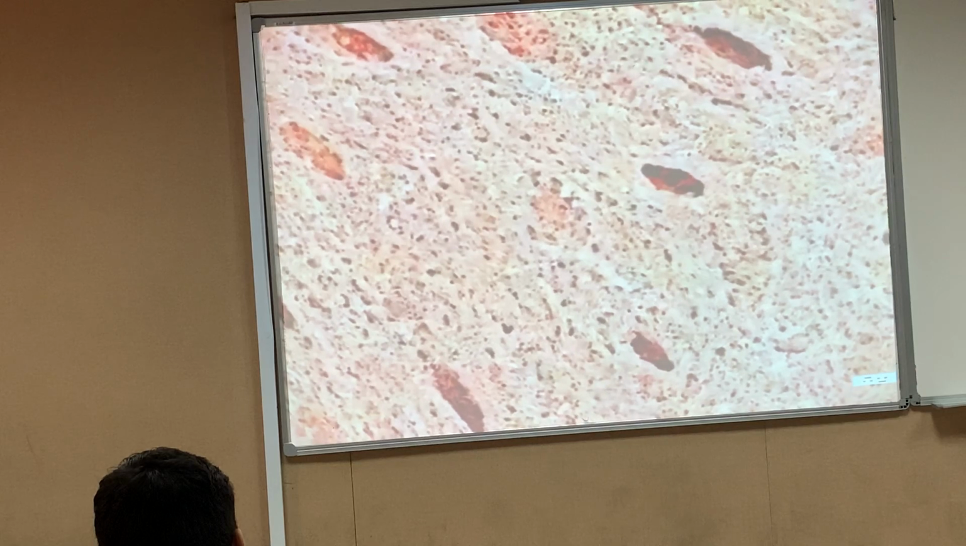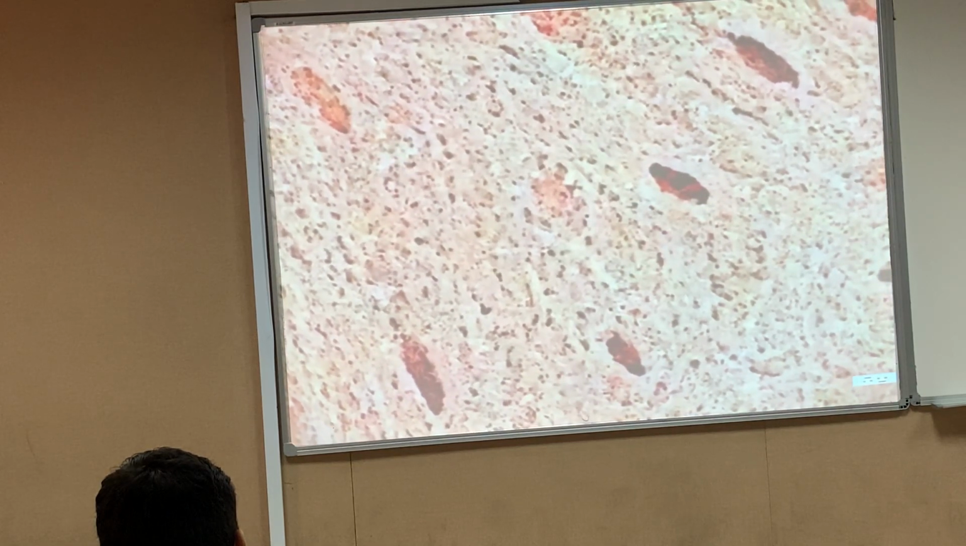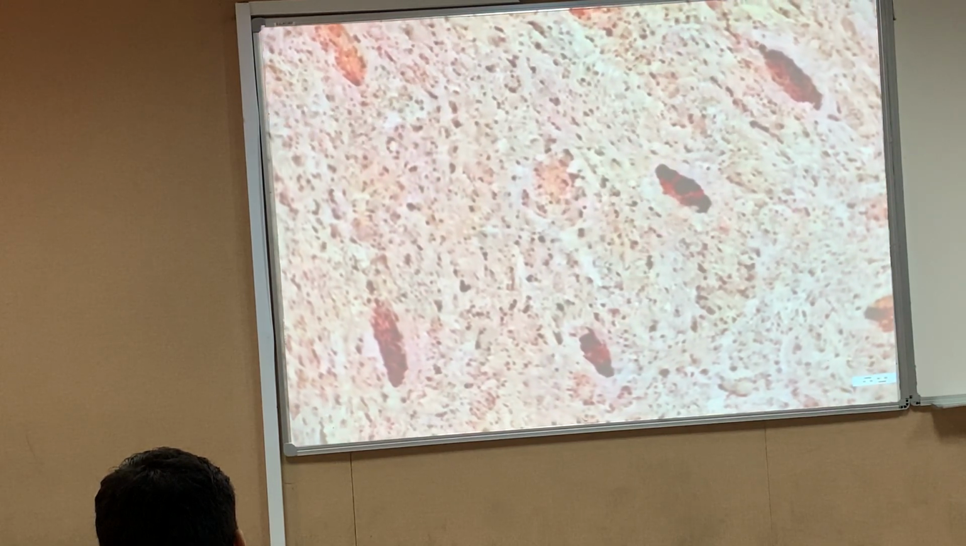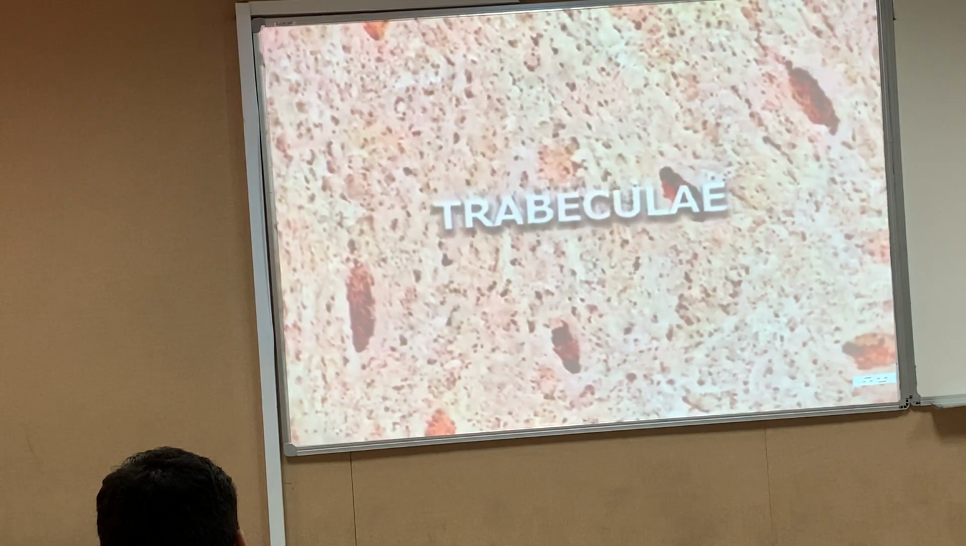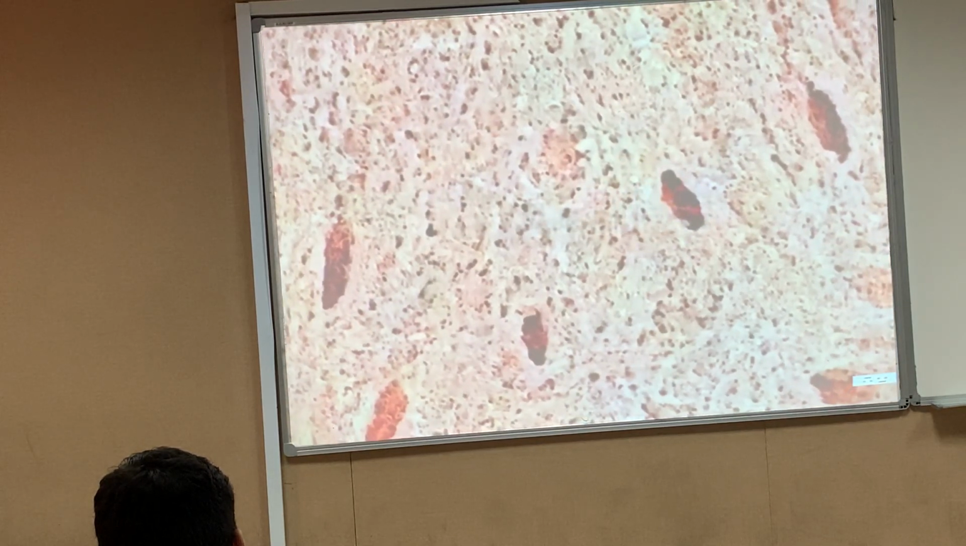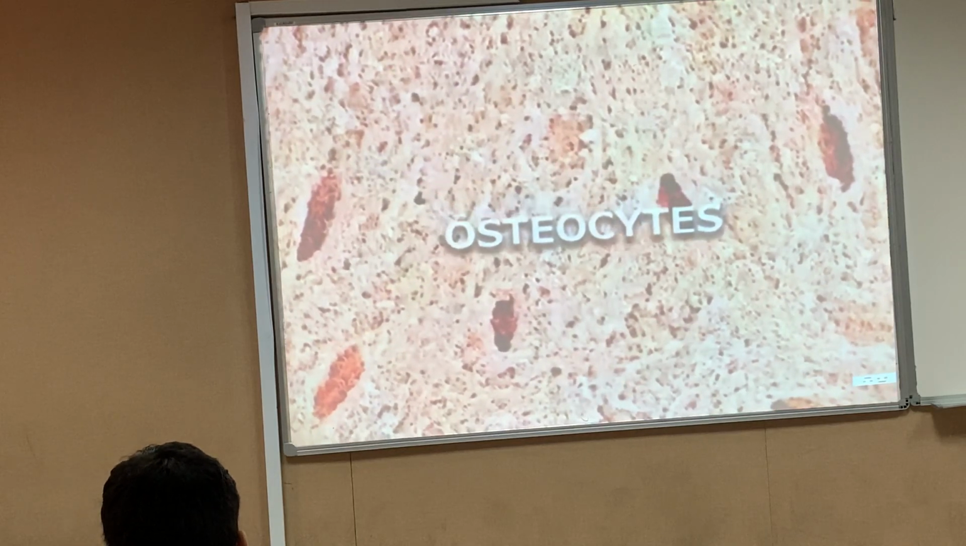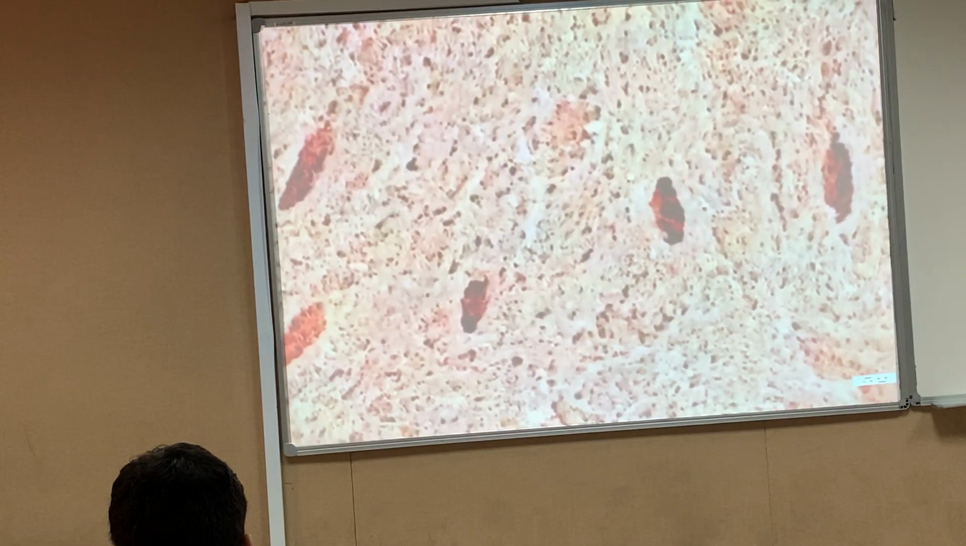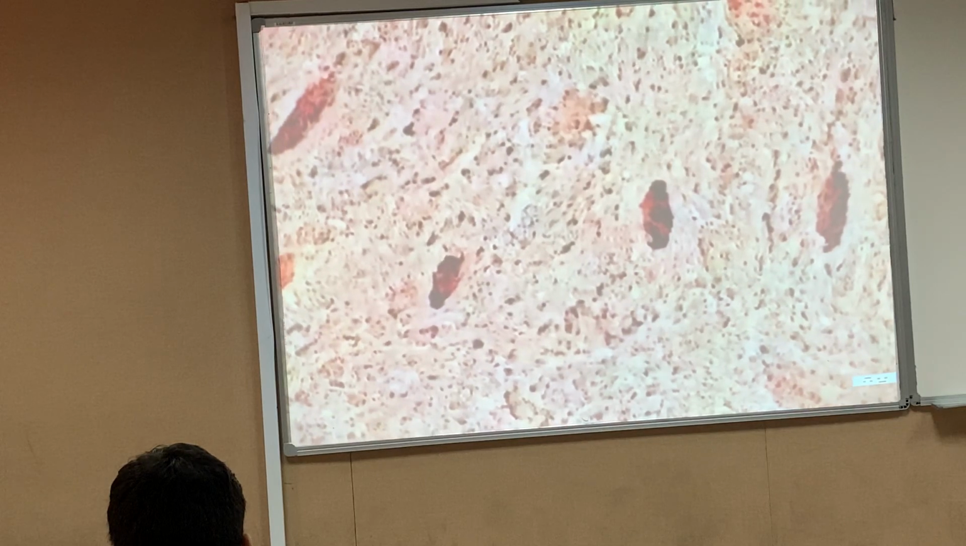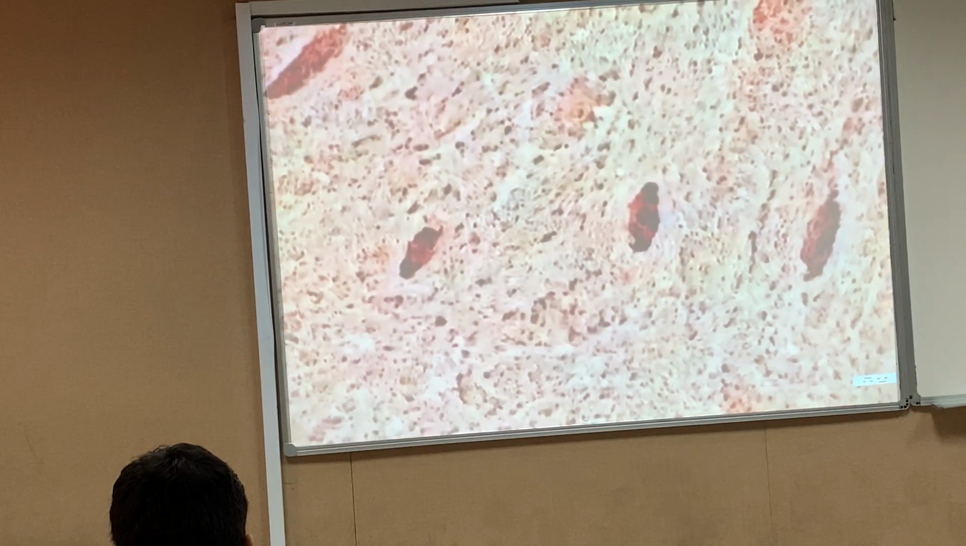Spongy bone is found within the interior of the bone. The bone tissue forms an irregular latticework of trabeculae that is lightweight yet strong. Osteocytes are located within the lacunae of the trabeculae. Osteons are not evident in spongy bone.